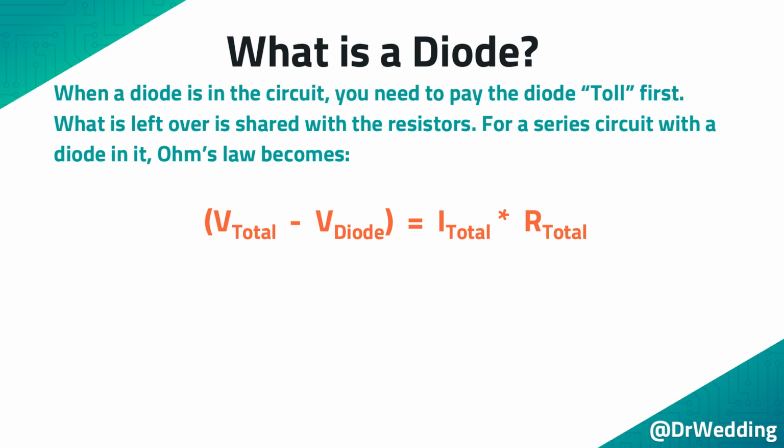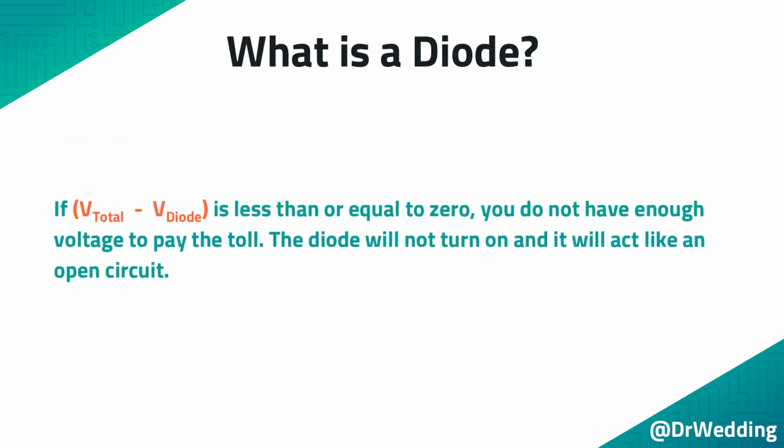When a diode is in the circuit, you need to pay the diode toll first. What is left over is shared with the resistors. For a series circuit with a diode in it, Ohm's law becomes the total voltage minus the threshold voltage of the diode equals the total current times the total resistance. If the total voltage minus the threshold voltage of the diode is less than or equal to 0, you do not have enough voltage to pay the toll. The diode will not turn on, and it will act like an open circuit.